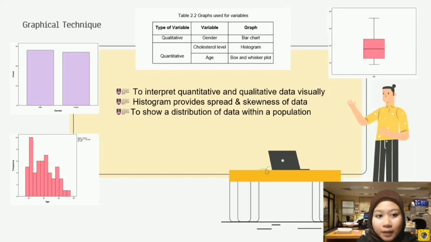Box and whisker plot was used to show the age of the 55 people data. A box and whisker plot is used to show the distribution of the data within a population. A box and whisker plot allows users to determine where most of the data are at a glance. In this study, box and whisker plots were used to visualize both age and cholesterol level.